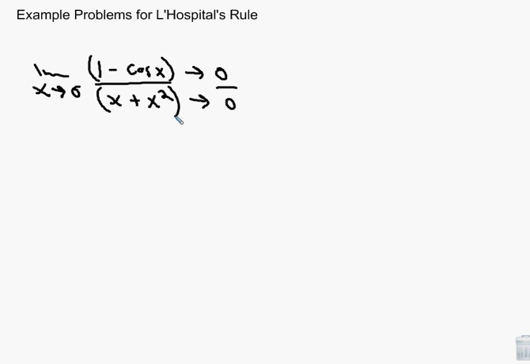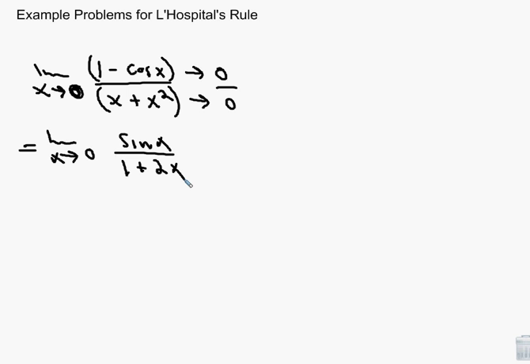So this has indeterminate form 0 over 0. So L'Hopital's rule applies. So this is going to be equal to the limit as x approaches 0. This is a 0, not a sigma or anything like that. Of the derivative of 1 minus cosine x. So the derivative of 1 is 0. The derivative of cosine is negative sine, and there's already that negative, so that makes it positive sine. Okay, and the derivative of x is 1. Derivative of x squared is 2x.